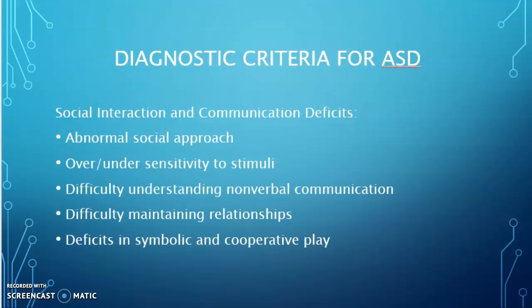Children with ASD tend to have difficulty understanding nonverbal communication, such as facial expression and reading body language, and they also have difficulty maintaining relationships with an inability to interpret what others may be thinking or wanting. They've also been shown to have deficits in symbolic and cooperative play.